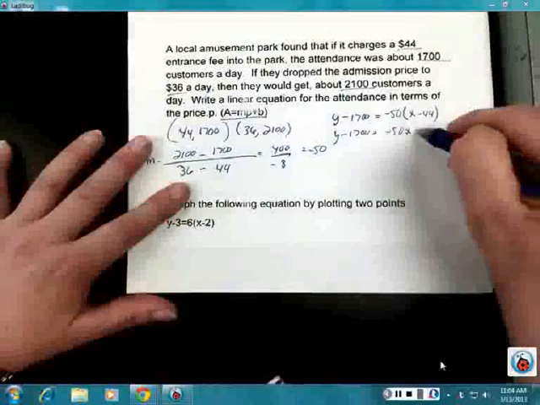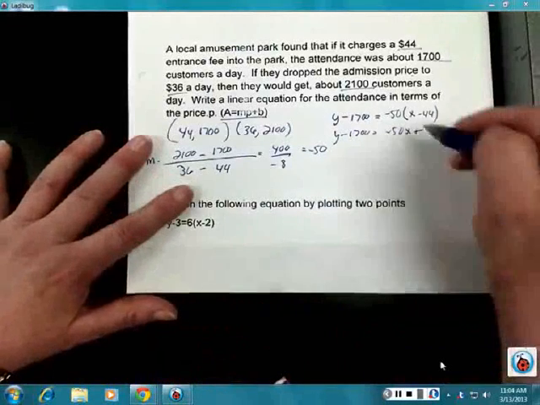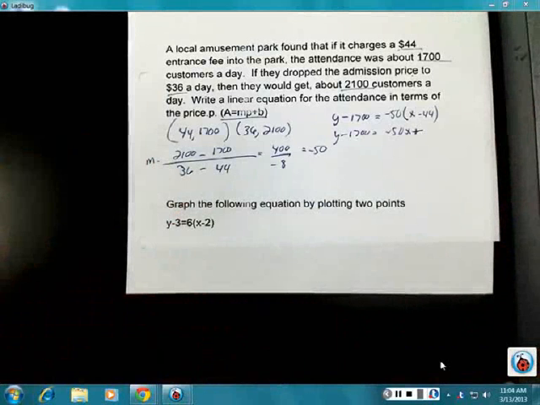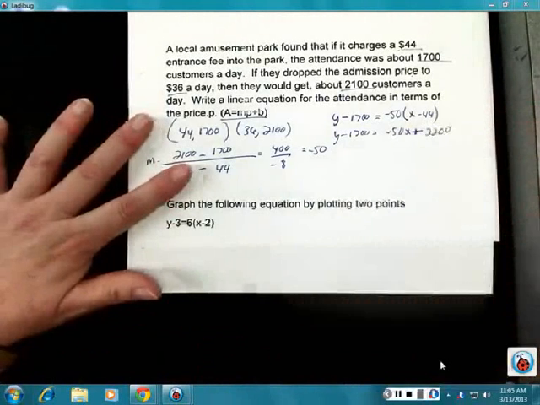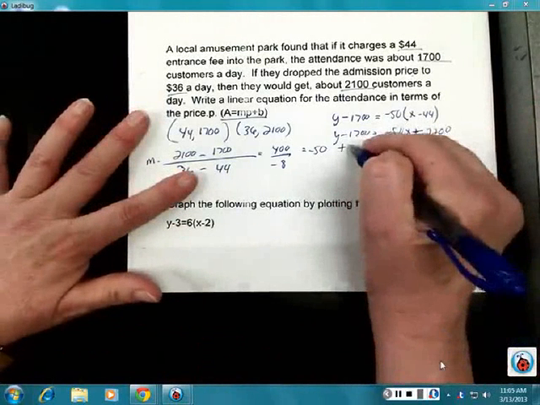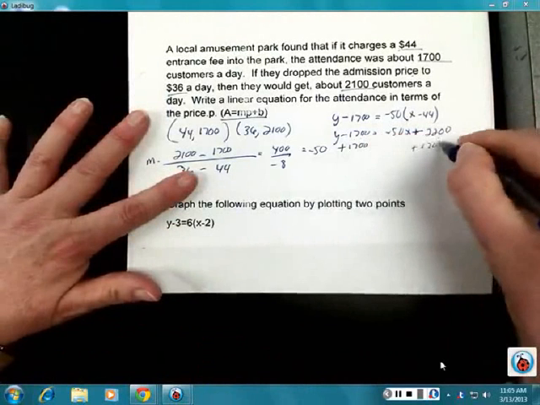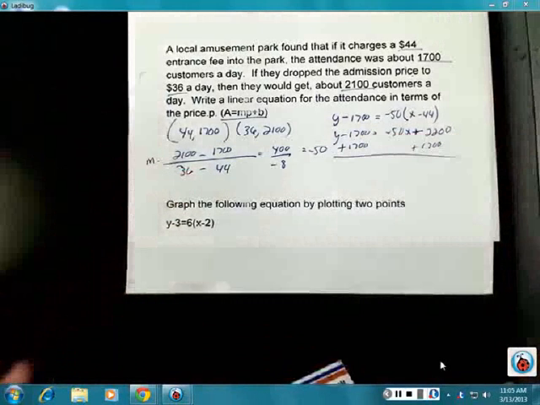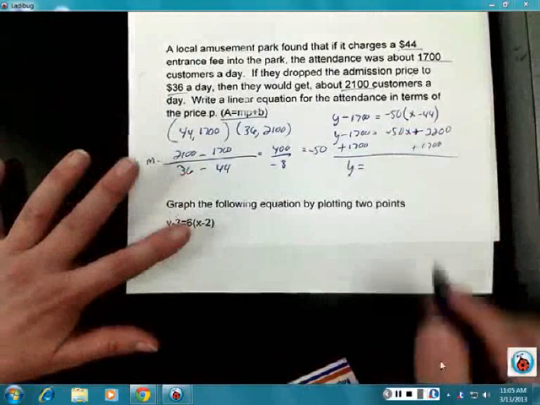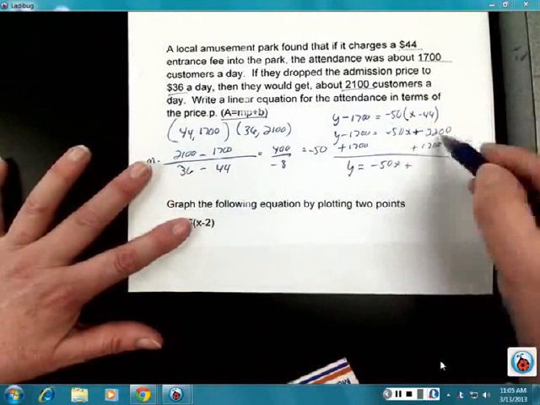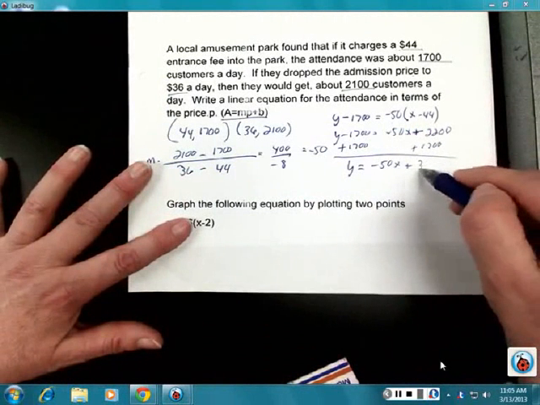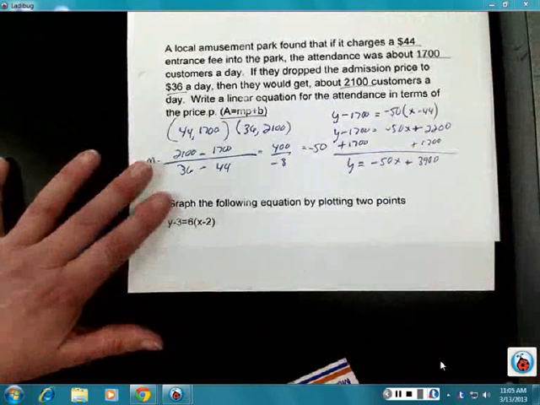What's that going to give you? Something fair size. So, 50 times 44. Yep. 2,200. Okay. Then add 1,700 to it. And I find out y is going to be equal to negative 50x plus, what was the last piece on here? 3,900.